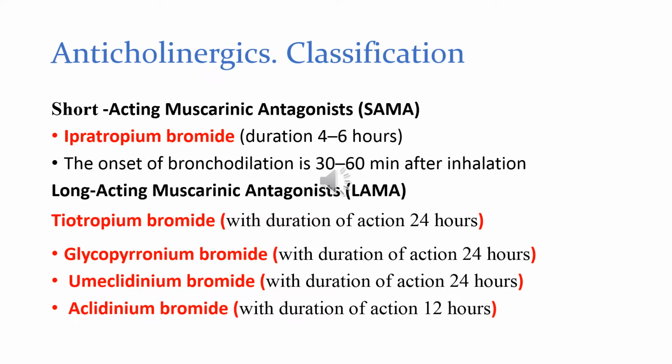Classification: short-acting muscarinic antagonist, SAMA, ipratropium bromide, duration 4 to 6 hours. The onset of bronchodilation is 30 to 60 minutes after inhalation. Long-acting muscarinic antagonist, LAMA, with duration of action 24 hours: tiotropium bromide, glycopyrronium bromide, umeclidinium bromide, and aclidinium bromide.